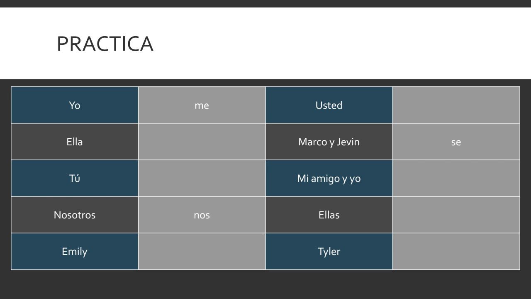So if your subject is ella, what should your reflexive pronoun be? If you said se, you would be correct. So that one should be se. The next one, if your subject is tú, what should it be? Well, if you look at the chart on the previous slide, it would be te. Nosotros is nos. Emily, so this is kind of like saying ella, right? We're saying she. So she's doing something to herself. We're going to need to use the reflexive pronoun se.